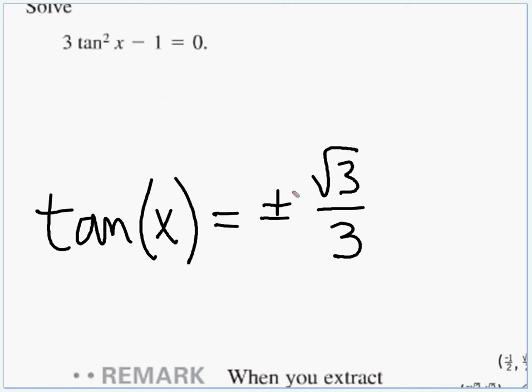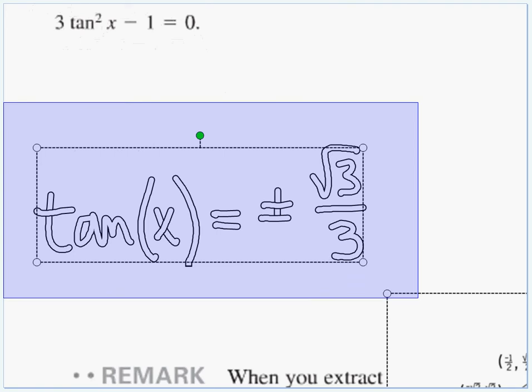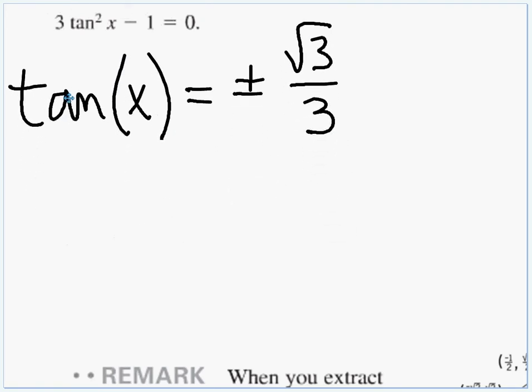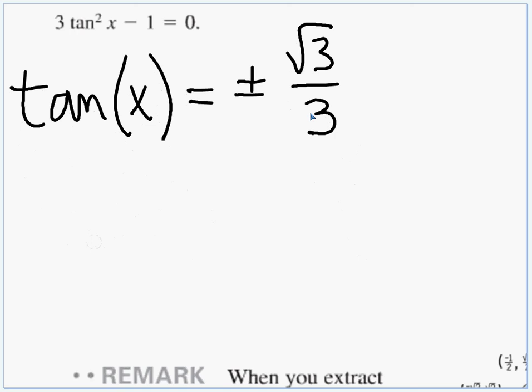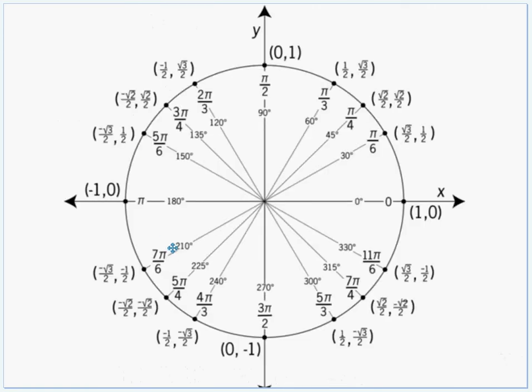Now the plus minus actually means we're going to have 4 solutions. So tangent is either positive or negative root 3 over 3. I'm going to go to a unit circle on the next page here. And tan is equal to root 3 over 3, positive, at pi over 6. It's also equal to the same positive root 3 over 3 at 7 pi over 6. And then it's equal to a negative root 3 over 3 at 5 pi over 6 and also at 11 pi over 6.